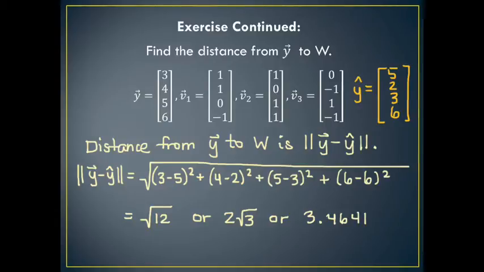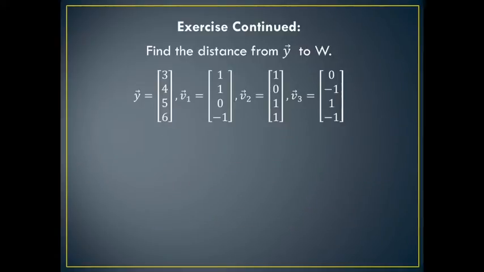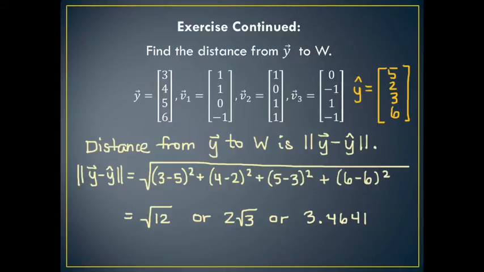Remember to do square root in WebWork, you do SQRT parentheses 12, or whatever number you have underneath your square root. That's it for section 6.3. You have orthogonal decomposition, projection onto a subspace, finding a vector orthogonal to a subspace, and finding distance.